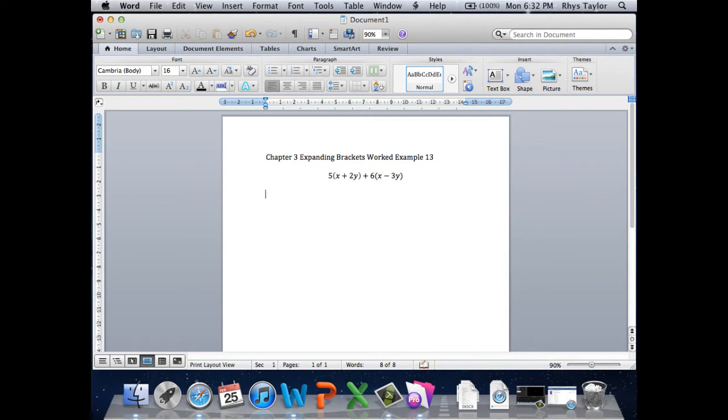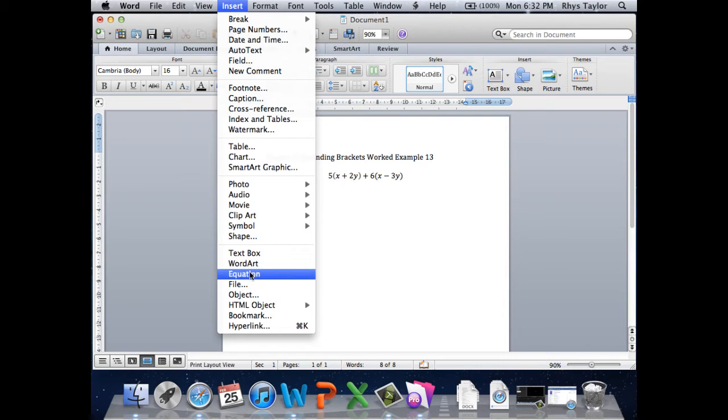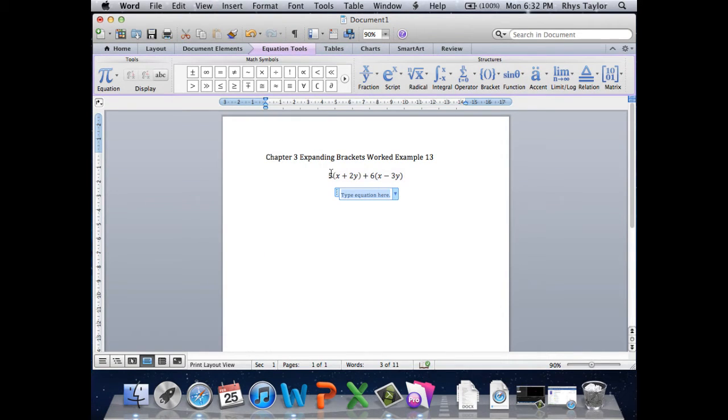Okay. Looks complicated, but it's not. We've just got to do the same steps over and over again. It's really not that tricky at all. So what's our steps? We go 5 times x makes it 5x. We multiply the 5 by the next part. 5 times 2y is 10y. Plus 6 times x is 6x. 6 times negative 3 is negative 18y.